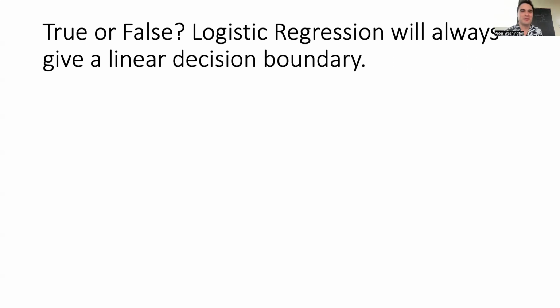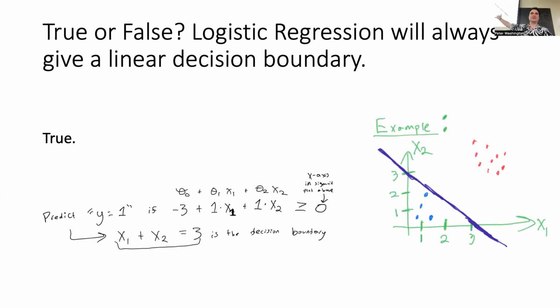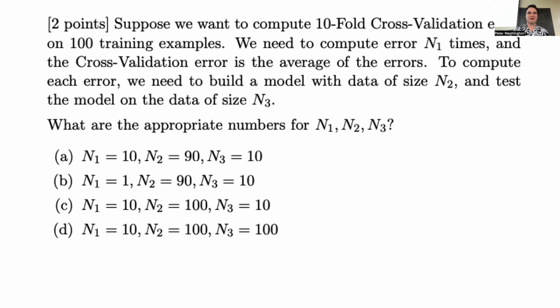Okay, true or false, logistic regression will always give a linear decision boundary. Who thinks true? Who thinks false? Okay, good. I think we talked about that ad nauseam. That's literally from the notes.